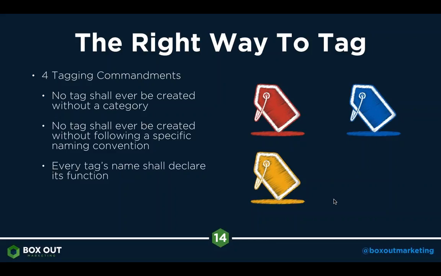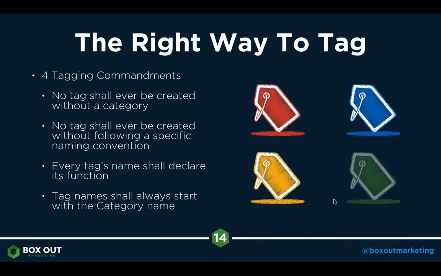Every tag's name shall declare its function. This is extremely important. So in our Infusionsoft account, I can look at any tag in there and I know exactly what it does. You might look at your tag sometimes and go, I might want to delete this tag, but I'm not sure if it triggers a goal. I'm not sure if I remove this tag or if I put it in this campaign, what's going to happen. If I apply this tag to people, is it going to all of a sudden put them in a sequence and send out a bunch of emails? If your tags declare their own function, then you'll know just by looking at it exactly what it does.